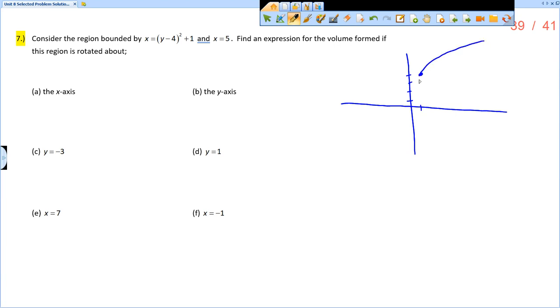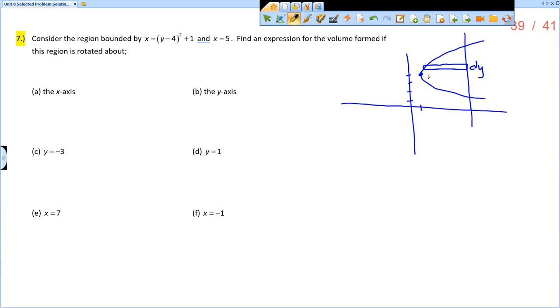Now, x equals 5 is a vertical line, right? So we're talking about this region here, and revolving around all these other places. So let's start off with, okay, now I'm given this in x equals. And so it's going to make the most sense for me to use a dy, because these are already given here. I don't want to solve this for y, because then I'm going to have a plus or minus square root, and then I have to deal with that. So I'm just going to stick with a dy.